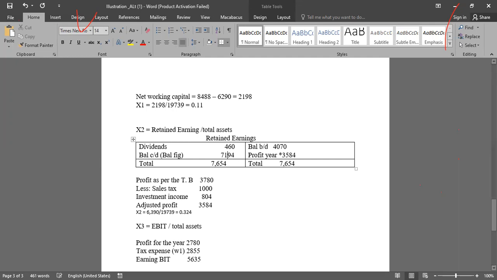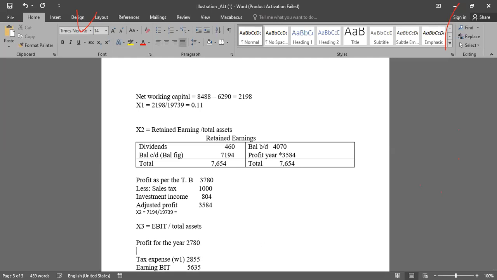Kindly confirm if this figure is right. But it should be right. So it's supposed to be 7194. Here, 7194. So this figure should be different. Kindly compute for me. Then also the profit here, we're supposed to remove, to add back investment income.